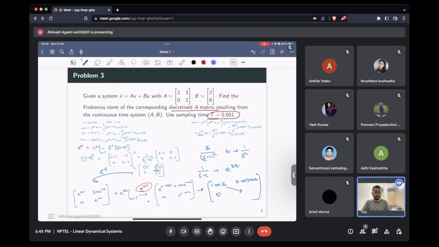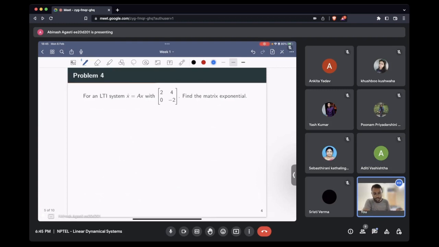Okay, so we'll move ahead now. So for an LTI system x dot equal to Ax, that is for an autonomous LTI system with given, sorry, this is the A matrix A. What is the matrix exponential? So this is quite direct. For AT, we want to find out.